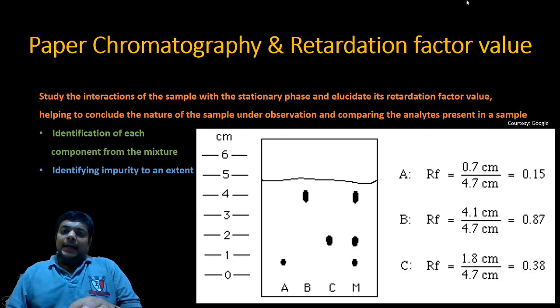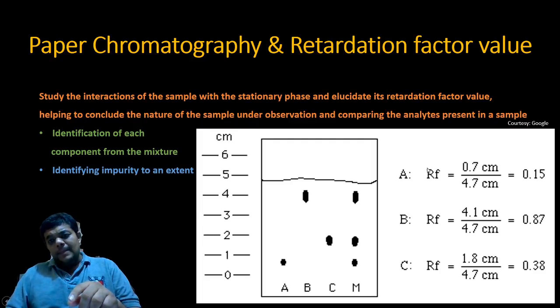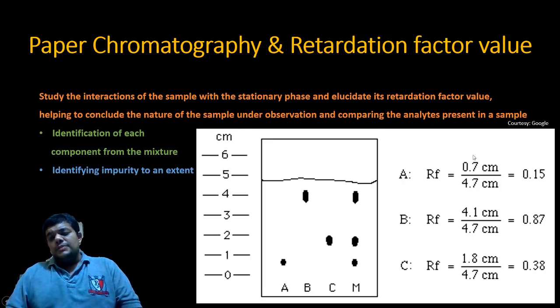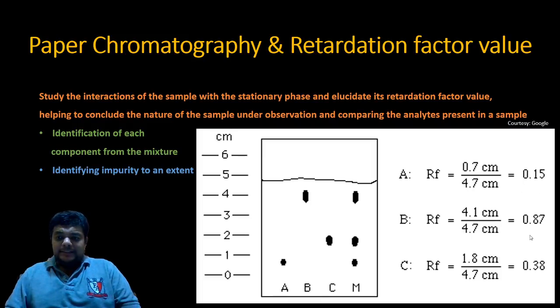But as we are interested in calculating the retardation factor values, if you look over here, the total distance traveled by sample A is 0.7 centimeter, whereas the total distance traveled by the mobile phase is somewhat 4.7 centimeter. So when we take the numerator 0.7 centimeter and 4.7 in the denominator, we come up with a value of 0.15. Similarly, for sample B it's 0.87, and for sample C it is 0.38.